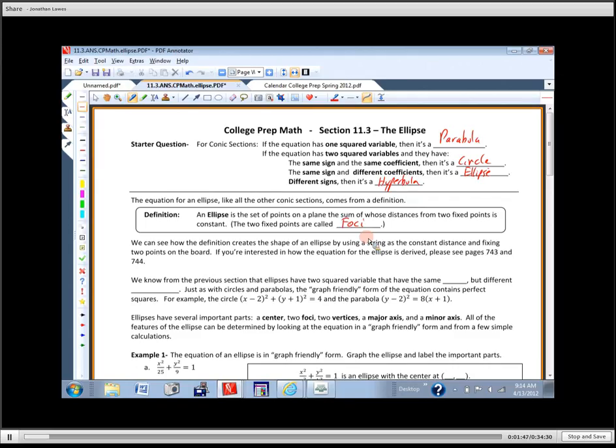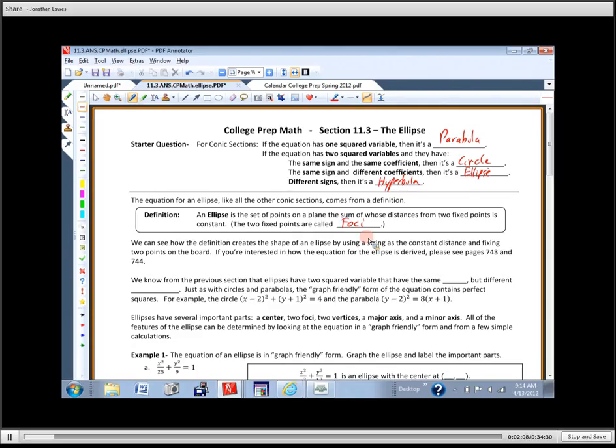Okay, I'm going to show you what this looks like up here on the board. There's one focus, and there's another focus. Rather than saying they're both F, we're going to call this F1 and this one F2. Those are the fixed points.